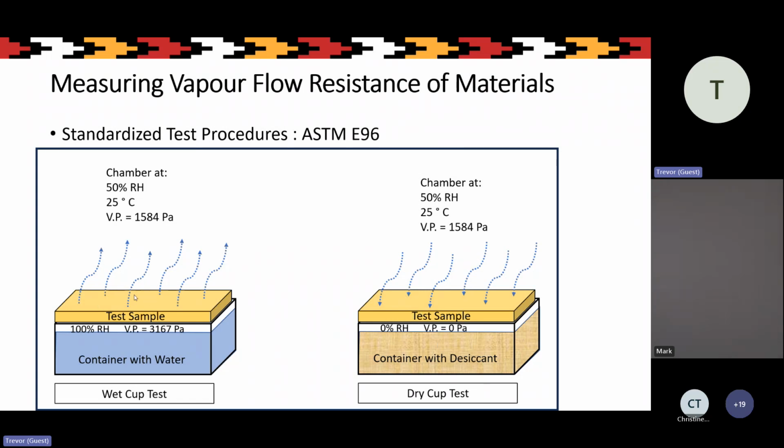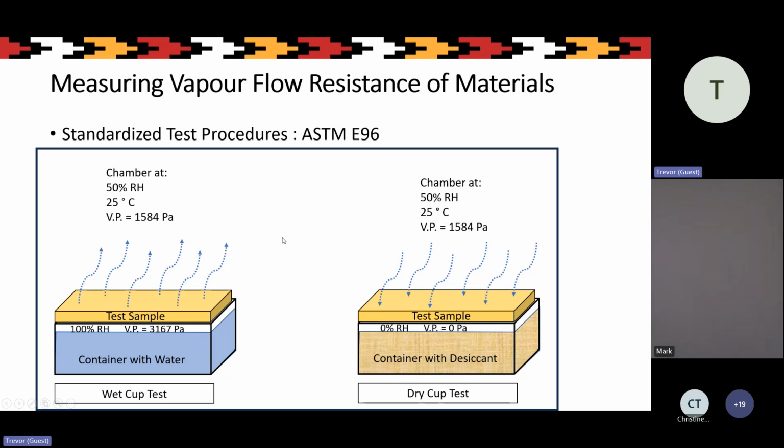So this sample will lose weight over time. With the wet cup, this will gain weight over time. And again, depending on the vapor permeance of the material, this could take a couple of days to a couple of weeks or a month to do. One of the limitations of the dry cup is the desiccant can only hold so much moisture. And so you have to make sure you collect your data points within the range of what that desiccant can hold, because eventually it will fill up and this won't be 0 RH anymore after a little bit of time.